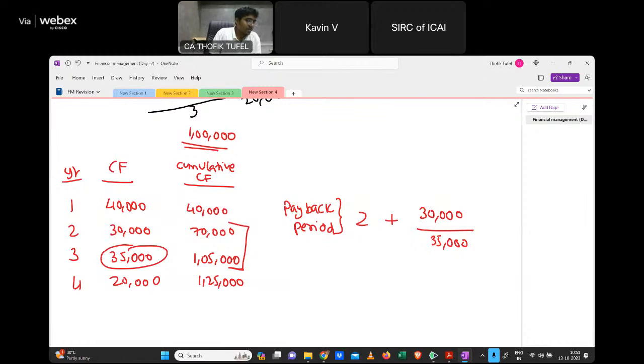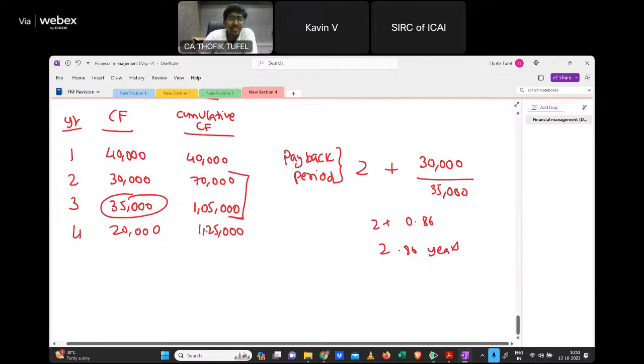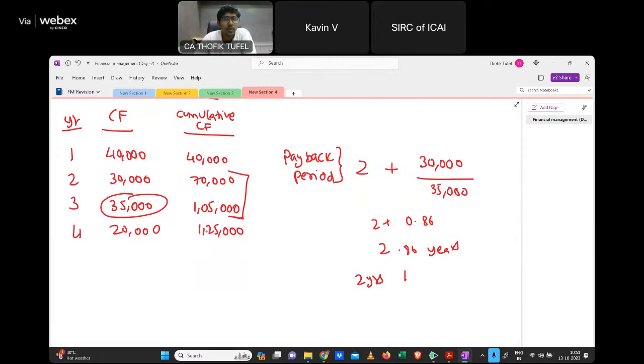30,000 divided by 35,000, you're getting 0.86 years. So it is 2.86 years. Or if you want to calculate in months, what you have to do? 2 years and 0.86, you multiply by 12. So you will get 10 months. You will get 2 years and 10 months.